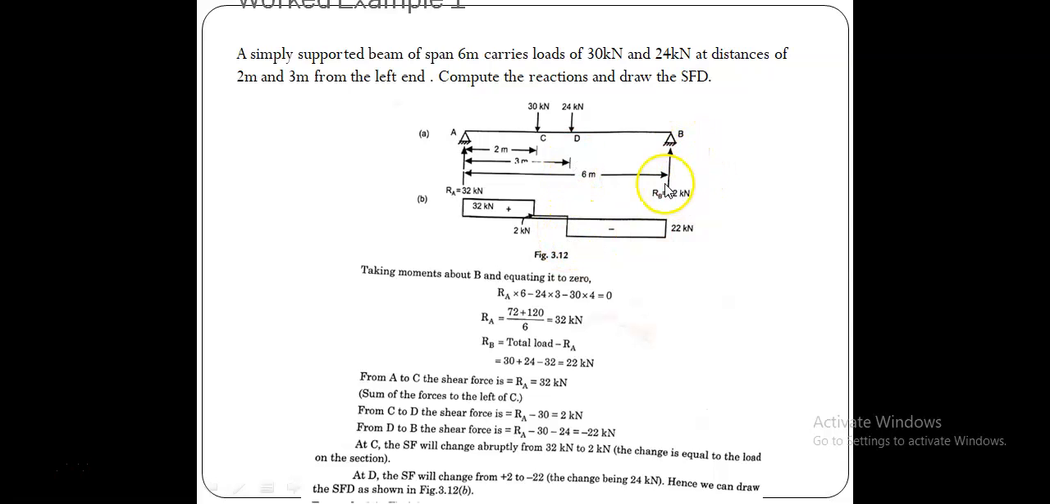At the end, at support B, there is an upward 22. Okay, upward 22, it is 22 kilonewton. So like that we can draw the SFD for this given problem.